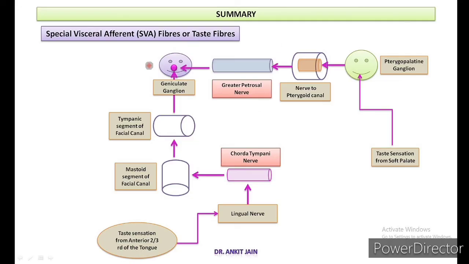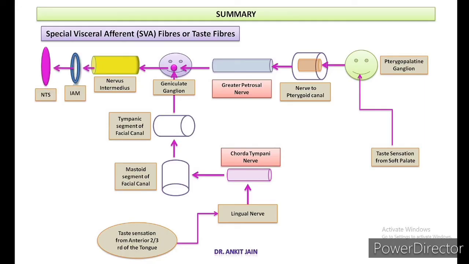The postganglionic special visceral afferent fibers arise from the geniculate ganglion and participate in the formation of nervus intermedius. Finally, these fibers terminate into the nucleus tractus solitarius. So, apart from motor branches of facial nerve, chorda tympani nerve and greater petrosal nerve, both are the special branch of facial nerve which carries general visceral efferent fibers and special visceral afferent fibers.